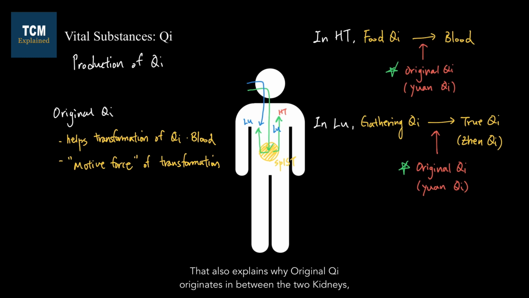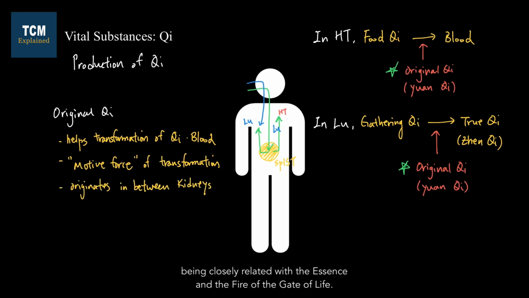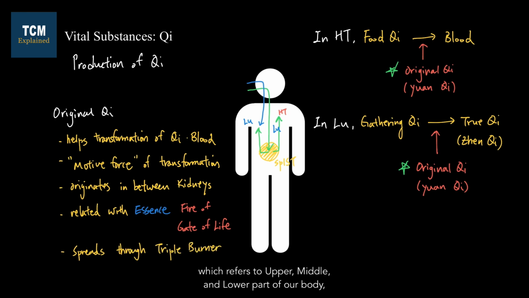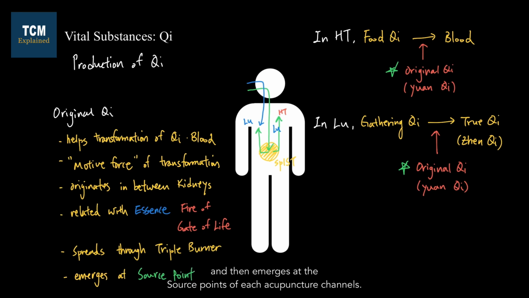That also explains why original qi originates in between the two kidneys, being closely related with the essence and the fire of the gate of life. From the kidneys, it spreads to the entire body and organs through the triple burner, which refers to upper, middle, and the lower part of our body, and then emerges at the source points of each acupuncture channel.